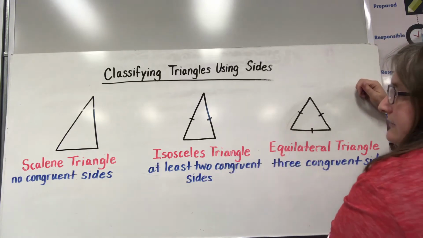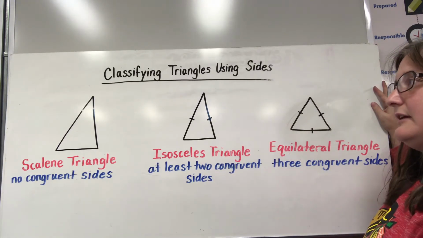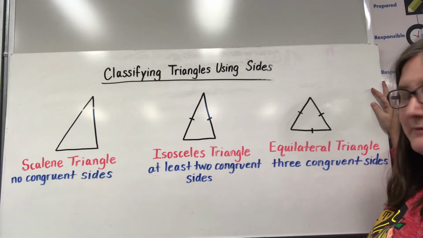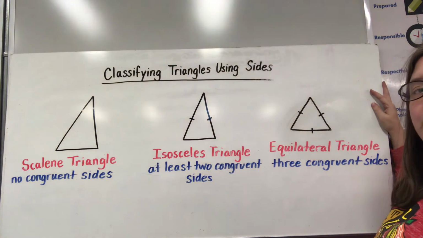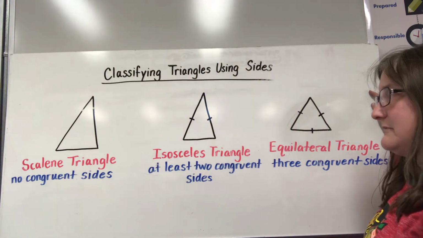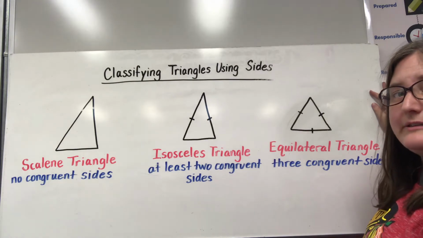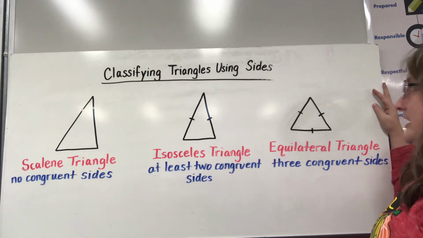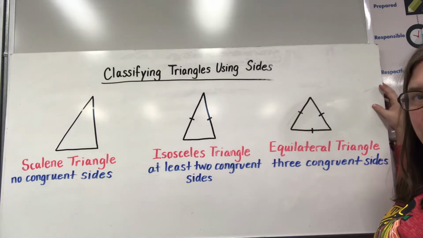We can also classify triangles by using their sides. So in this case, if none of the sides are the same length, that's called a scalene triangle. If at least two of the triangle sides are the same measure, or I see the tick marks that identify they're the same measure, that's an isosceles triangle. If all three sides are the same measure, that's an equilateral triangle.